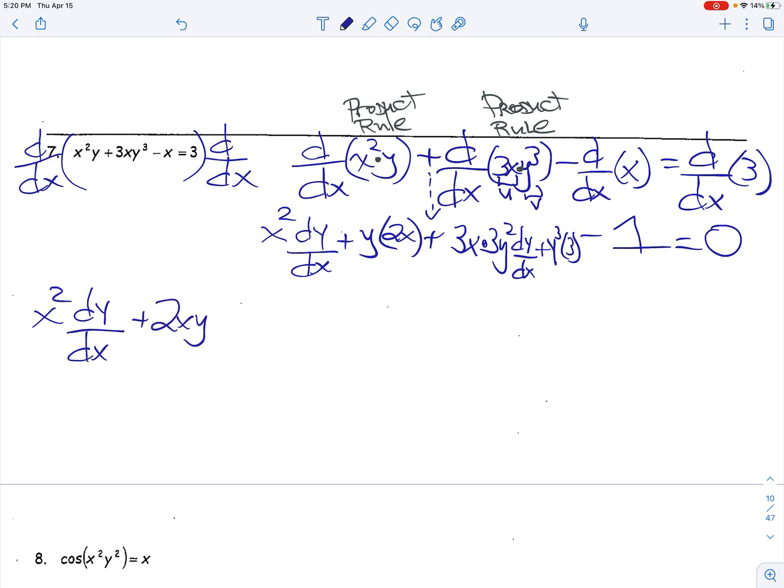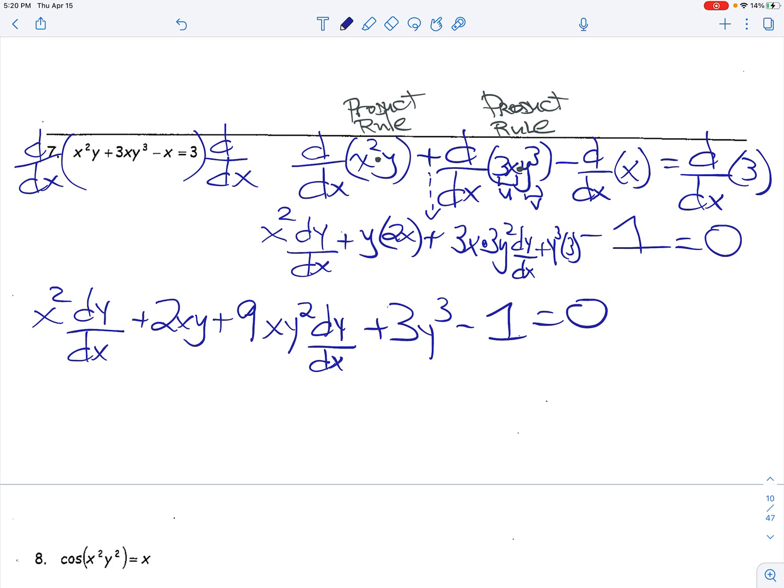All right, so I am definitely going to clean this one up here. This is going to be x squared dy/dx plus y times 2 times x, plus 2xy, plus 3x times 3y squared, which is going to be 9 times the dy/dx, 9xy squared dy/dx, plus 3y cubed, right? Here's the work now. Minus 1 equals 0.